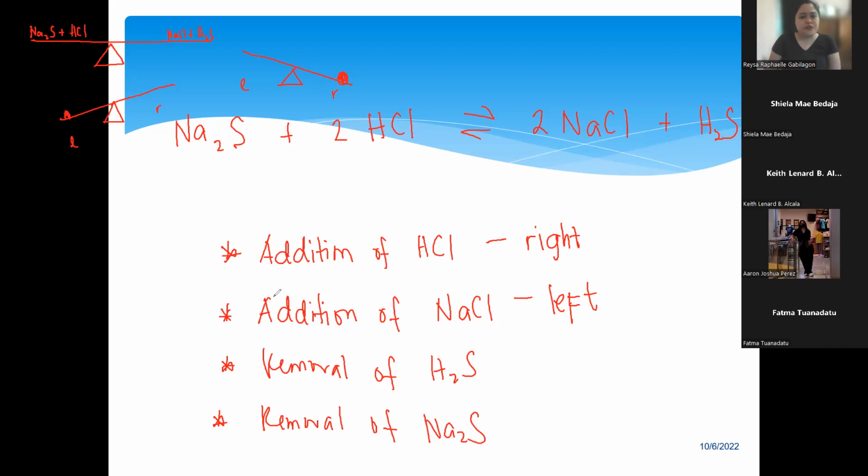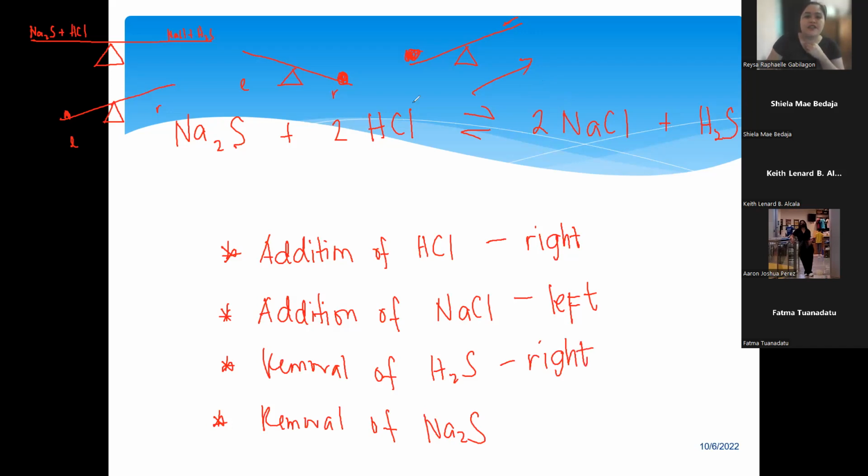Now, how about if we remove hydrogen sulfide? This one, removal of hydrogen sulfide. Punan mo daw ito. Pag punan mo siya, meaning gagaan siya. So, yung side na mas mabigat is this side here, Na2S plus HCl. So, your seesaw will look like this. Mas bibigat dito kasi nga nabawasan dito na side. So, where is the shift of the reaction? Going to the right. Okay, that's going to the right.